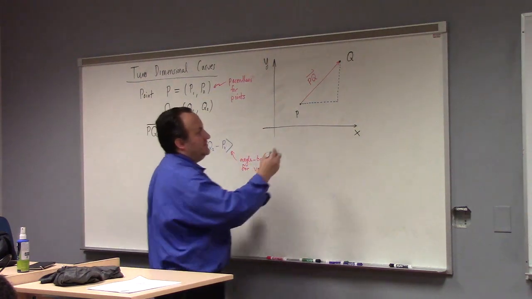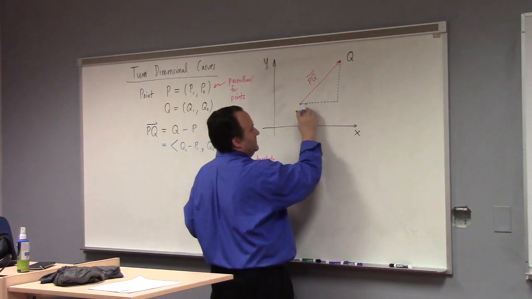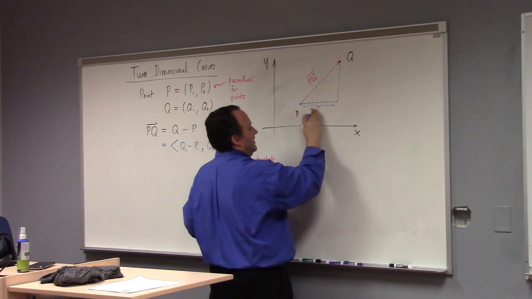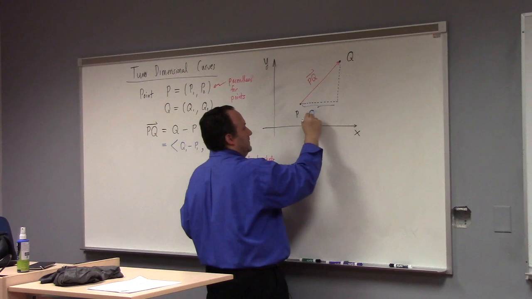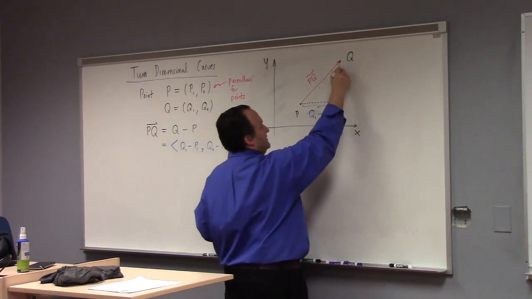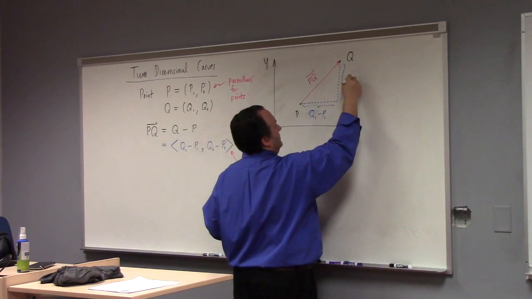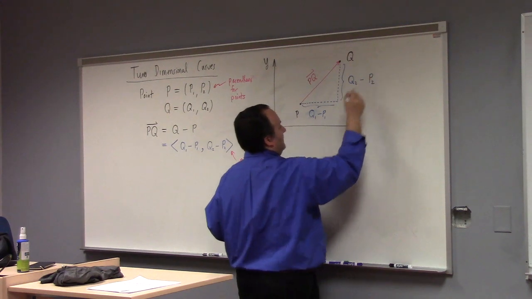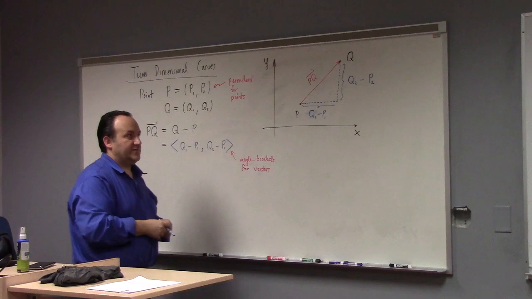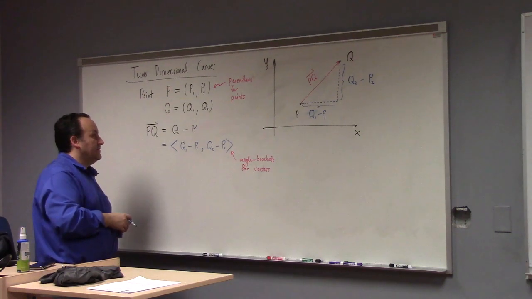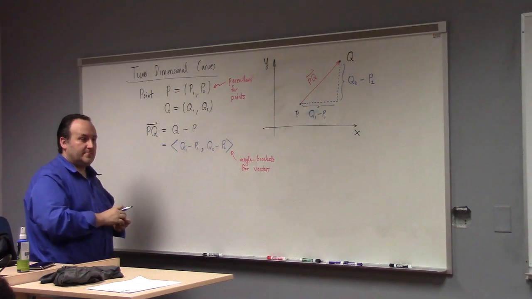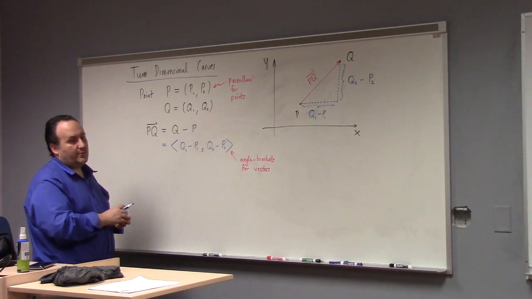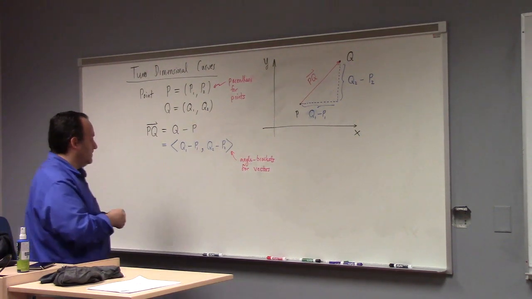Anyway, this distance right here, this right here is what? This is Q1 minus P1, right? And this distance here would be what? This is Q2 minus P2, right? That's what those distances are respectively for the points so labeled. So what would the length of the vector be?